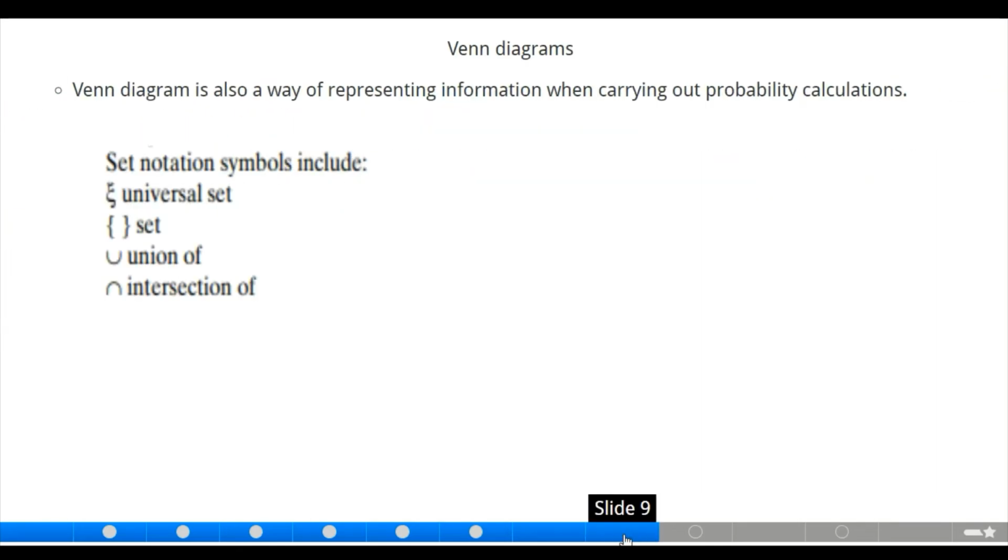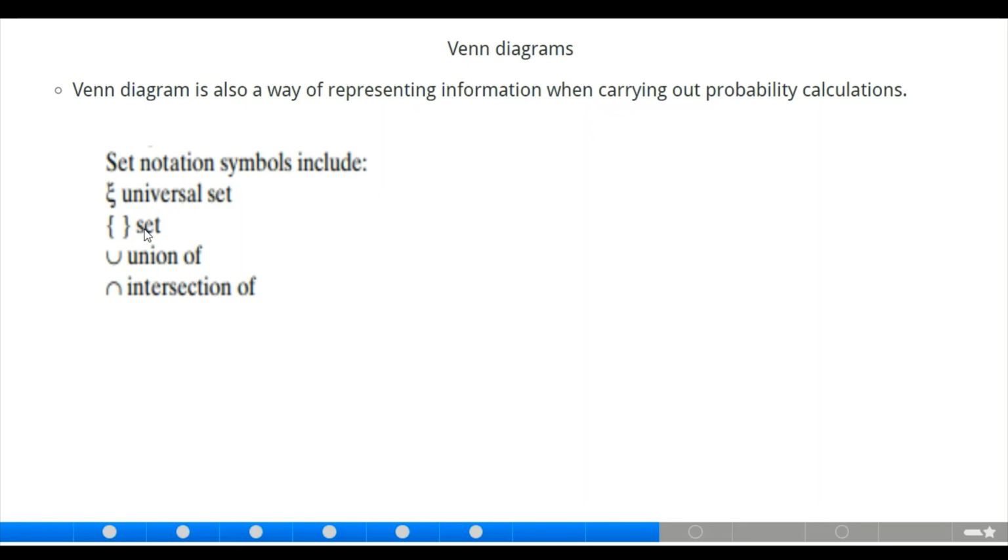Now we look at when we are trying to represent probability using Venn diagrams. A Venn diagram is also a way of representing information when carrying out probability calculations. And remember, we've done this under set theory. We have this symbol to illustrate a universal set. We have this symbol to illustrate a set, like having set A or set B, a collection of well-defined objects. That is the definition of a set.